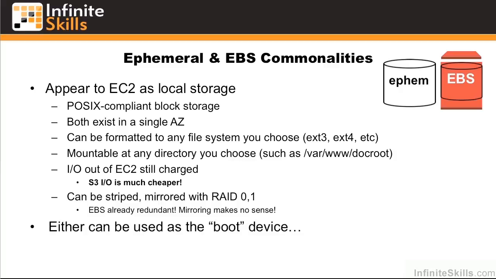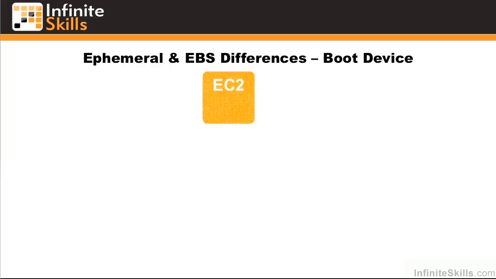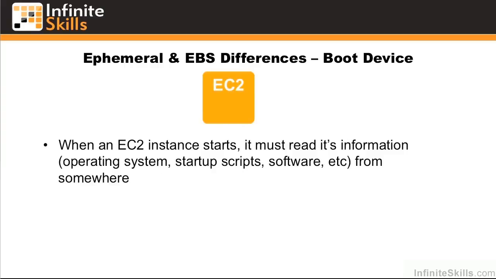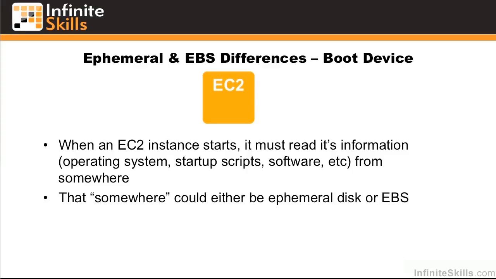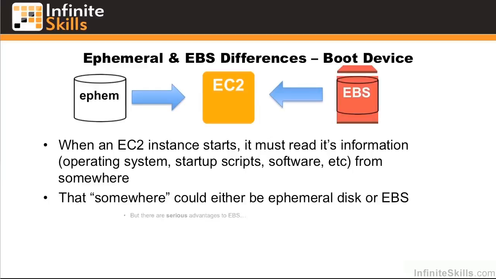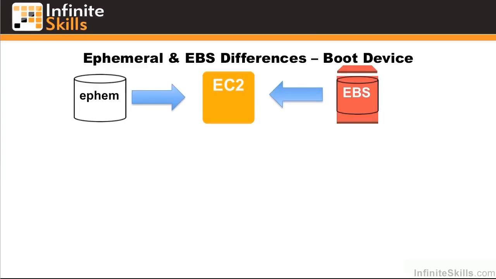Either can be used as the boot device. When we talk about a boot device, we're saying that when an EC2 instance spins up, it has to read its information from somewhere. That somewhere could either be ephemeral disk or EBS. But there are very serious advantages to using EBS for the boot drive. Let's look at some of these.